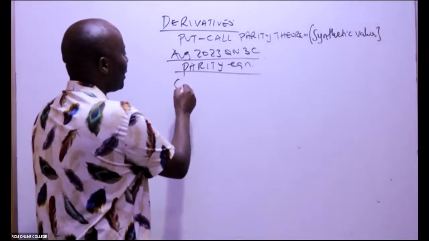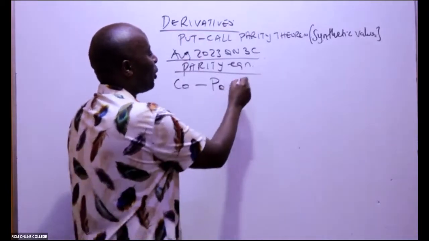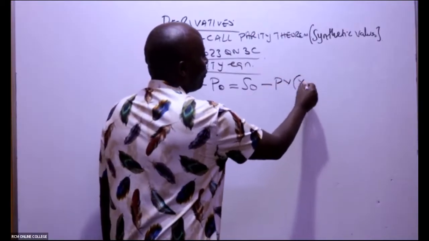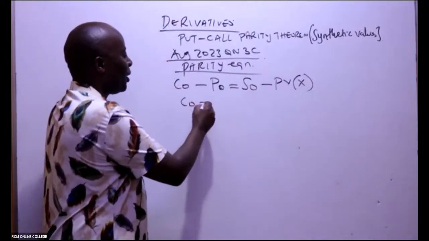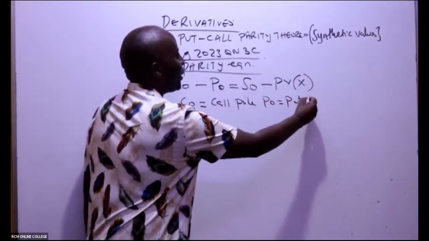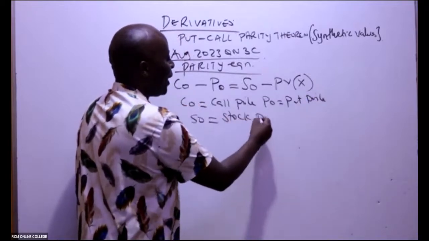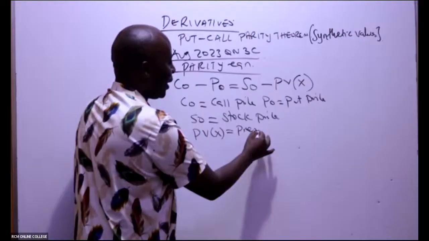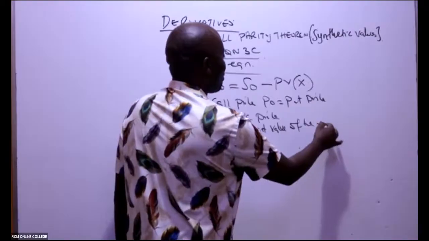We normally say, call option minus put option will always be equal to the stock value minus the present value of the exercise price given. So remember, CO is the call price, PO is the put price. Then we have SO, which is the stock price. And then we have PVX, which will be the present value of the exercise price.